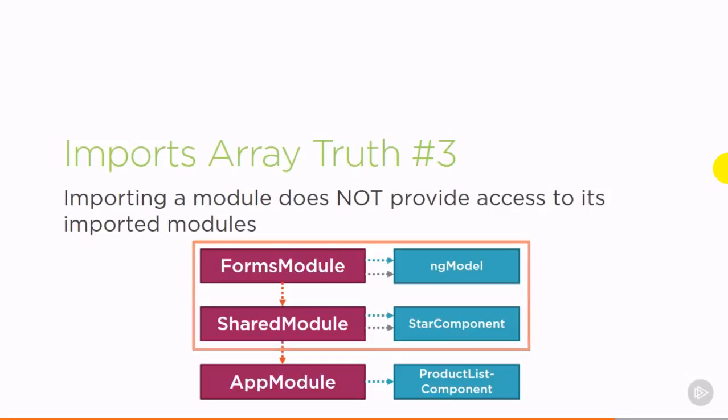I've heard this rule also stated another way. Imports are not inherited. Note, however, that if the shared module re-exported the Forms module, then the Forms module exports are available to the app module, and the product list component could use the ngModel directive. So when thinking about the relationship between modules, think of a module more as a box than as a tree structure.